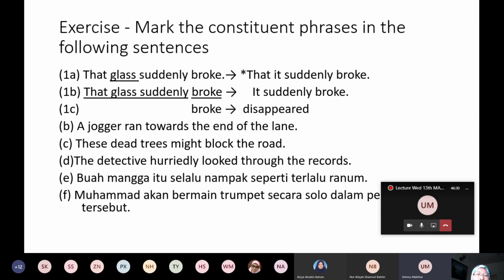So the detective is one, hurriedly is one. Hurriedly we know is an adverb because it has an -ly ending. And then look is the verb, so this is the third constituent. Through the records could be one big constituent, but in that big constituent you can have through and the records. So 1, 2, 3, 4, 5 constituent phrases.